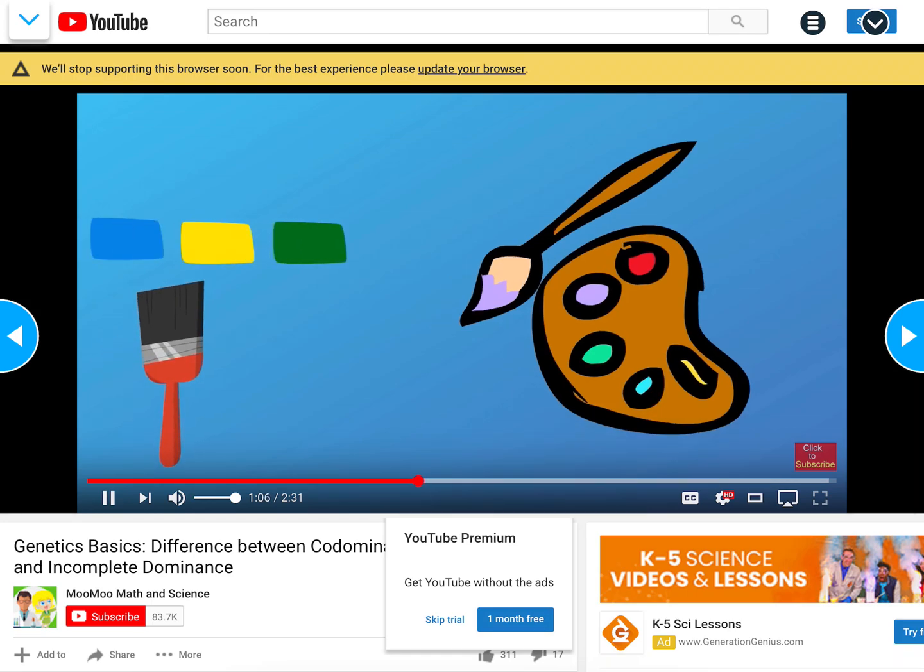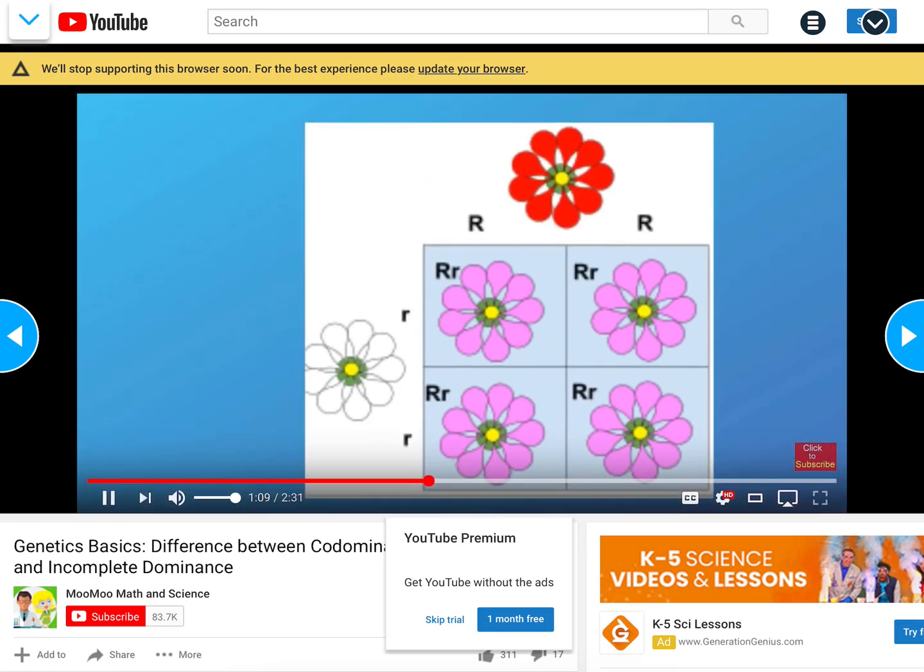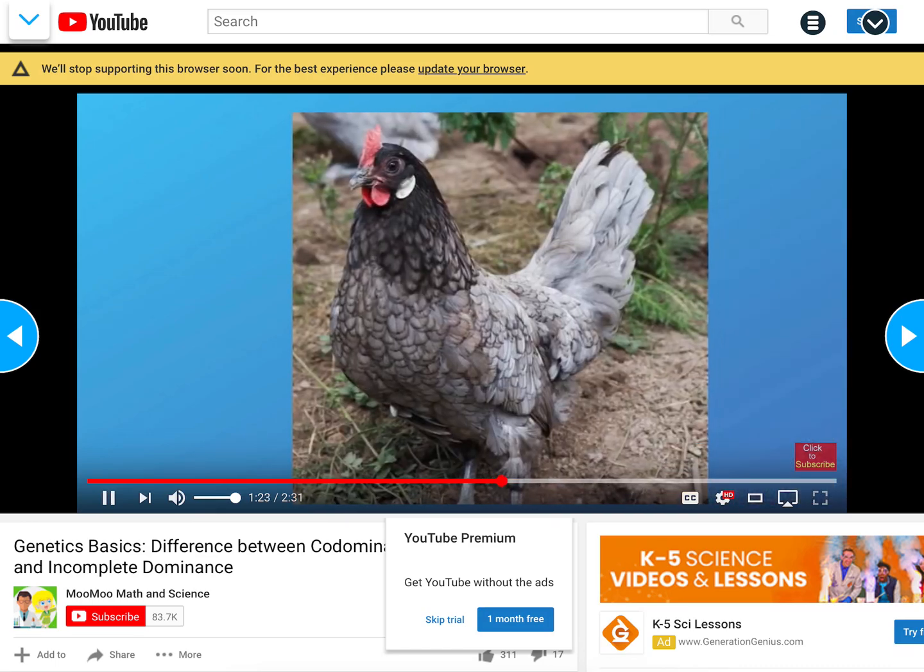Here are some real-life examples. The snapdragon is a mix between a white and red flower, and you get an in-between color, which is pink, an example of incomplete dominance. This hen is the offspring of a white and black parent, and you get this in-between color, which is kind of gray and kind of blue.